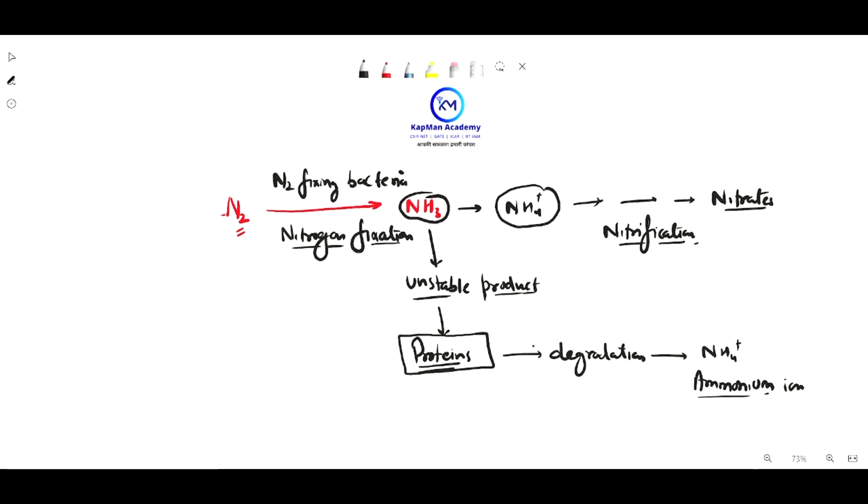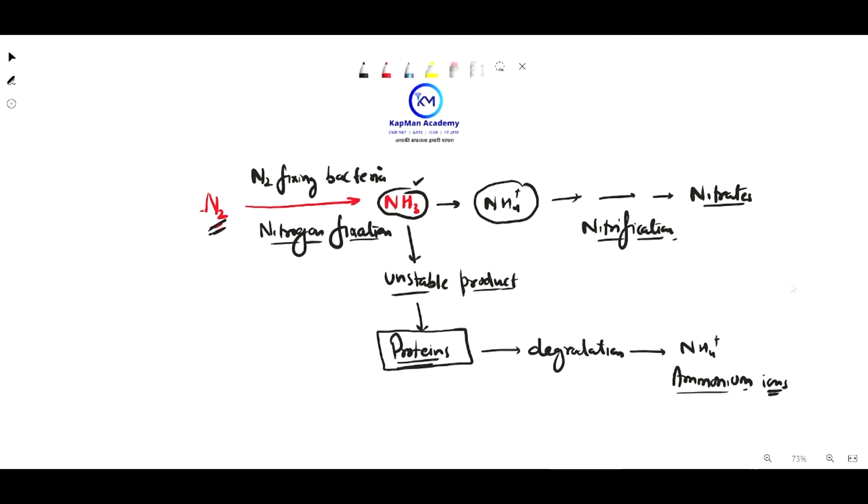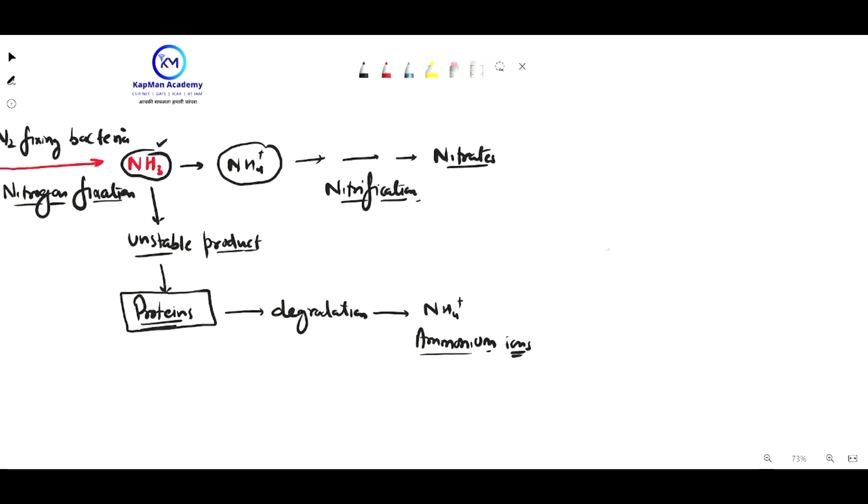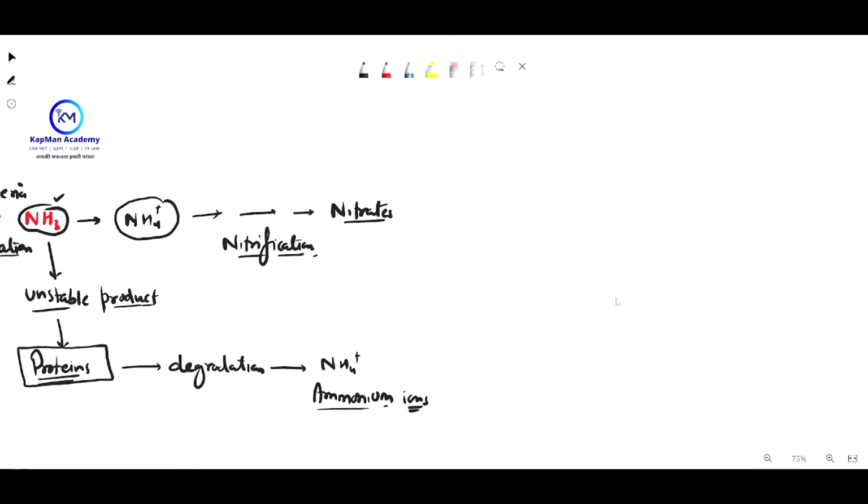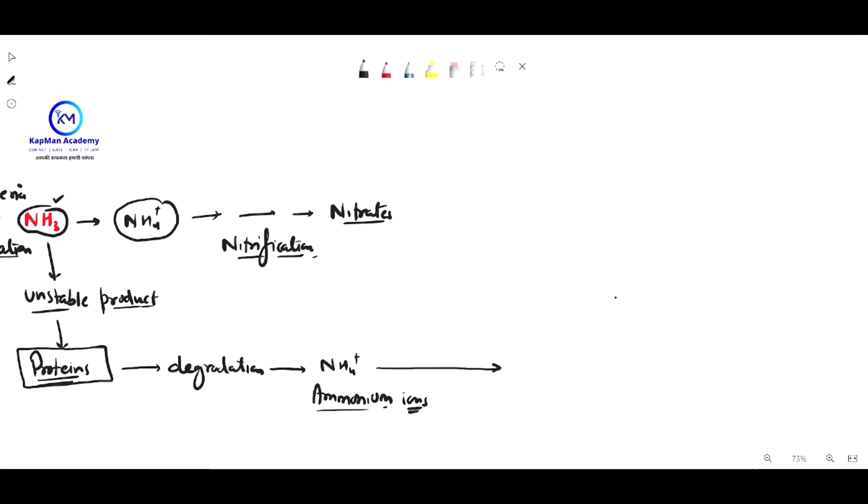It means the bacteria is fixing nitrogen and forming NH3, and this NH3, which is an unstable product, will be incorporated into the proteins, and after the death of the bacteria, these proteins will be degraded into ammonium ions. Now ammonium ions can be converted into NO3, that is called nitrates.